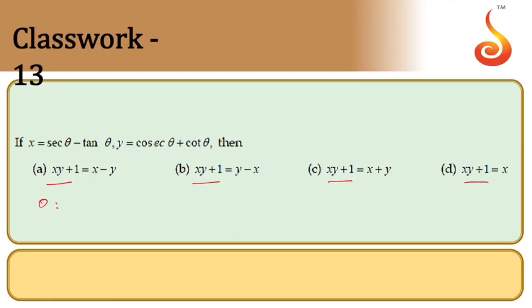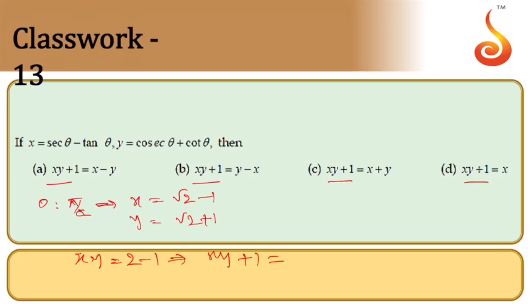If I take theta equal to pi by 4, then x happens to be root 2 minus 1, and y is equal to root 2 plus 1. So the product of these two, xy, is equal to 2 minus 1. So 2 minus 1, which happens to be 1. So xy plus 1 is equal to, how much do you get? Root 2 minus 1, root 2 plus 1, 2 minus 1. So plus 1 happens to be 2.